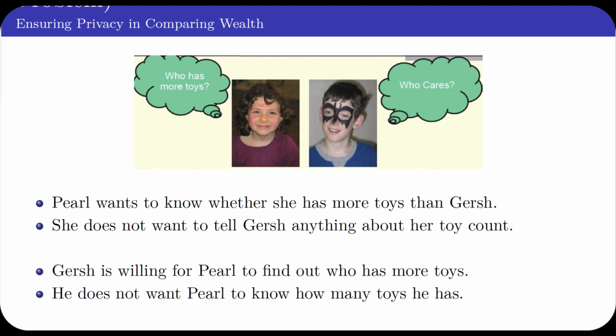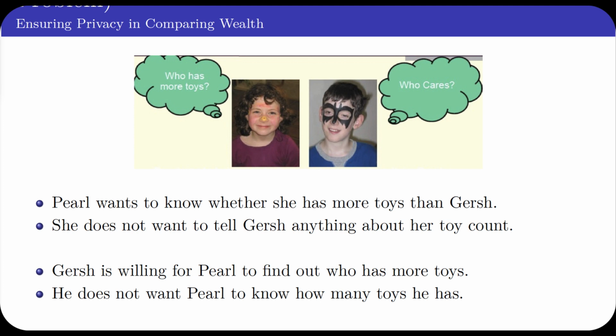Okay? So in this case, assume that we have two children. Pearl, for example, wants to know whether she has more toys than Gersh, and Gersh is going to say, why does she care? I don't want to give you the actual number of toys that I have, but I'm fine with knowing who has more toys. Okay? We have two children who want to see who has more toys. Both of them are fine revealing the result of who has more toys, but both of them want to preserve their privacy and make sure that their input stays private. Okay?